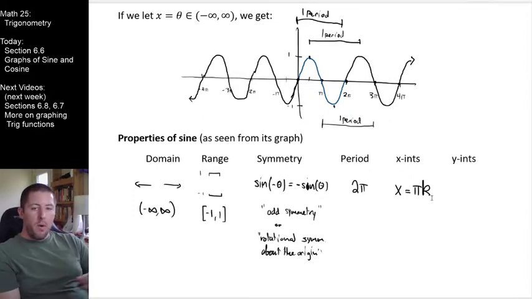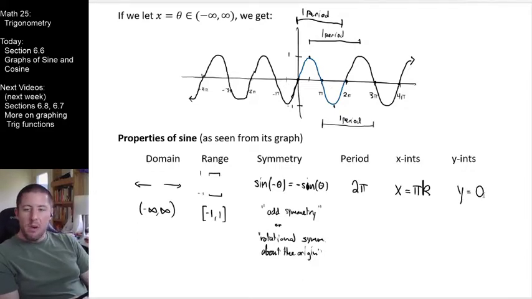Finally, the last feature I want to identify here is the y-intercept. Where does this thing hit the y-axis, the vertical axis here? And it hits the y-axis only at one location. That should always be true of any function. And that's going to have a y-intercept right there of 0.